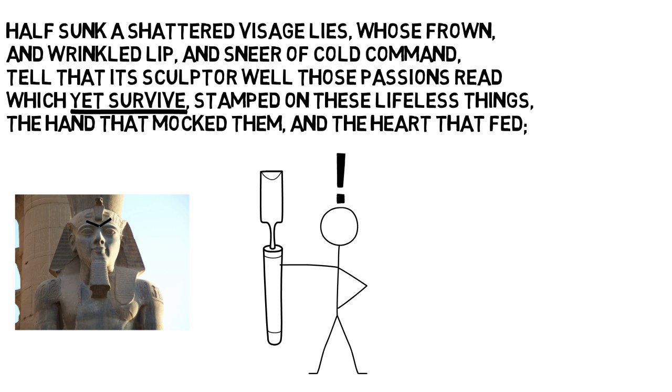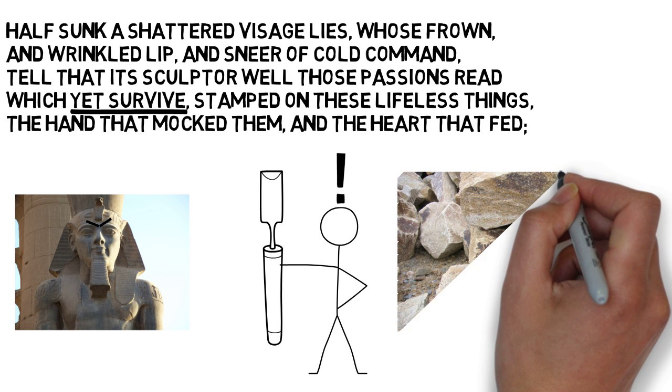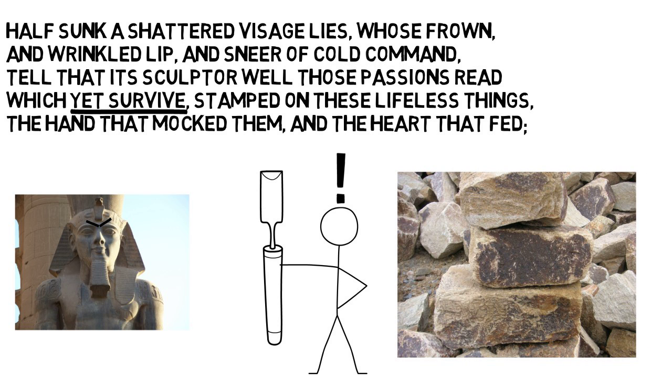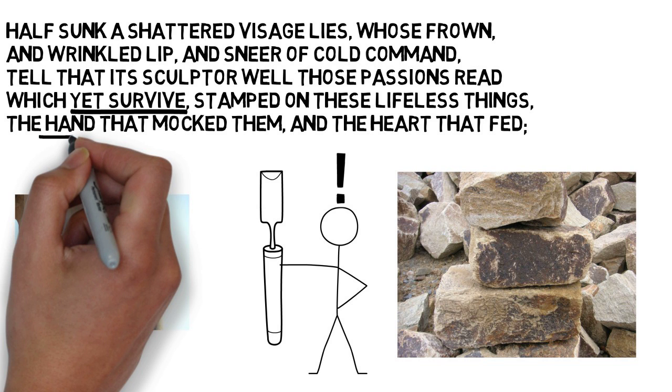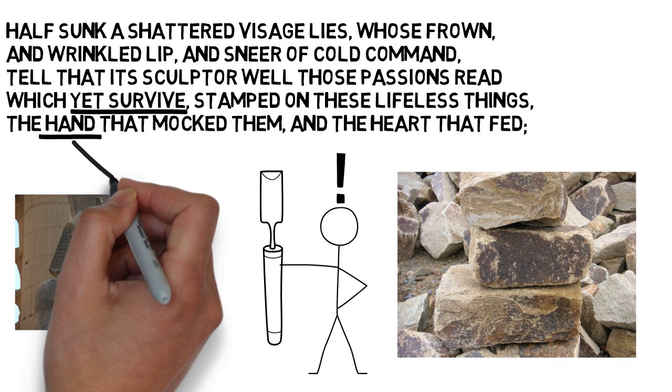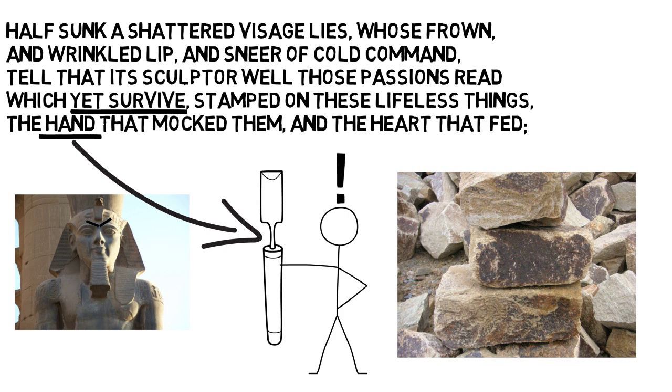The lifeless things in this line, by the way, refers to the stone that the visage is stamped on. In the next line, the word hand refers to the sculptor, and this again seems to imply that maybe the sculptor is not too keen on Ozymandias. He mocked the passions. The final words in this line, heart that fed, are notoriously difficult to decipher the meaning of, but it is likely referring to what motivated Ozymandias to do the things he did.